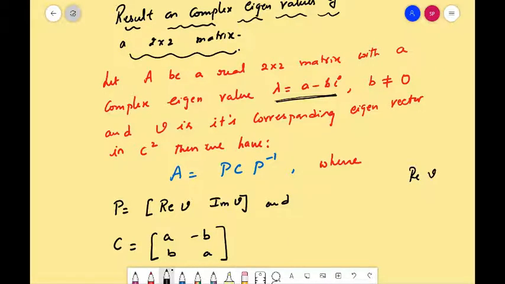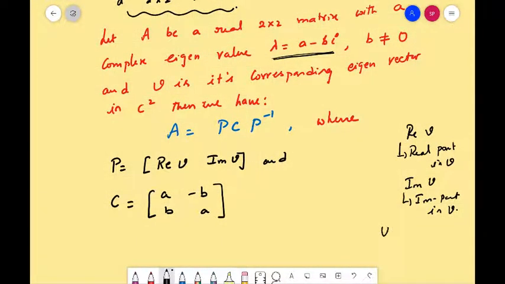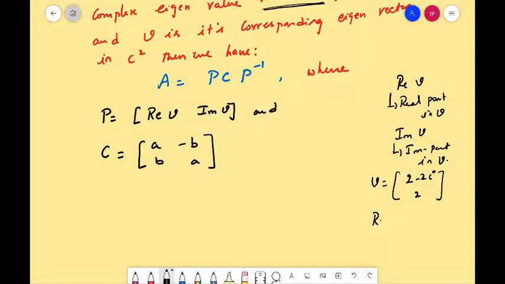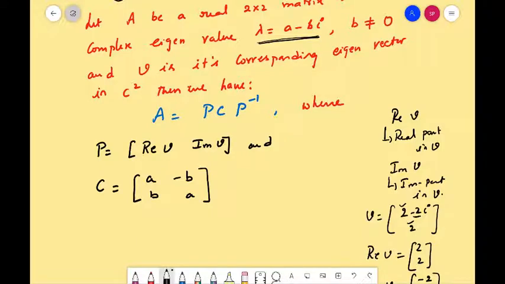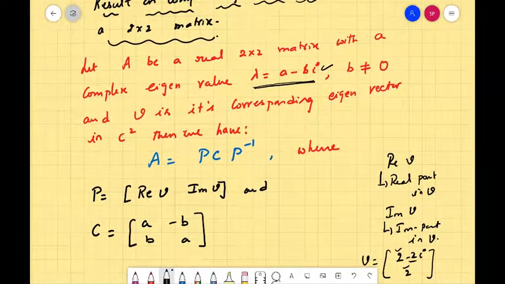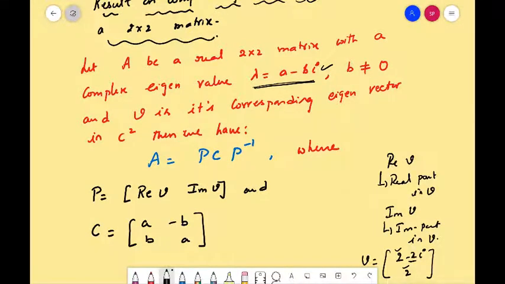So this means the real part in v, and this means the imaginary part in v. Suppose v is equal to 2 minus 2i and 2, as a column vector. Then the real part of v is 2 and 2, and the imaginary part of v is minus 2, and here the imaginary part is 0. So this is matrix P, and C is a matrix with the values a, minus b, b, a, where a and b are taken from the eigenvalue lambda. Using this result, let us work out a problem.